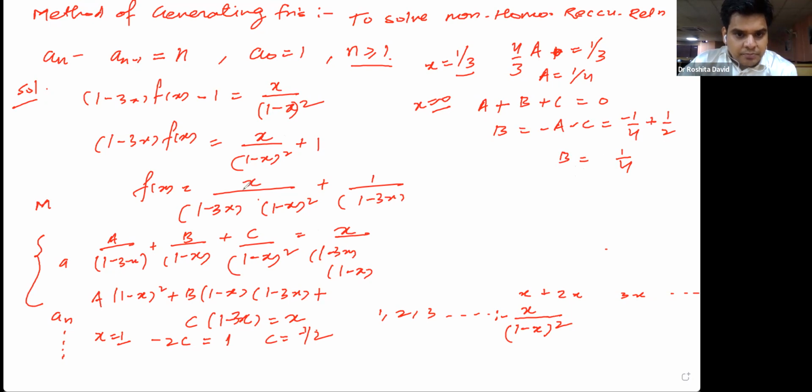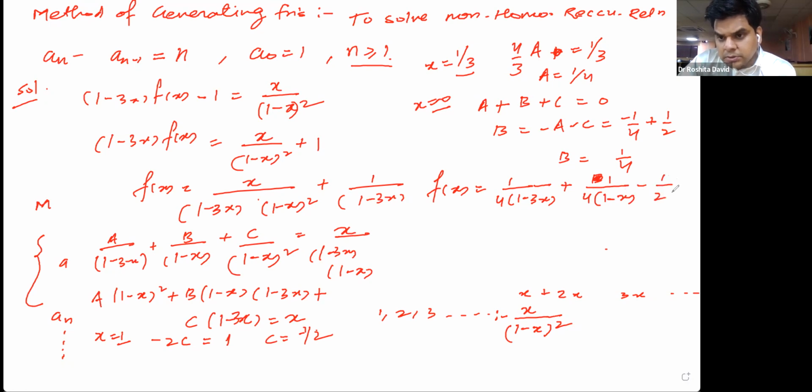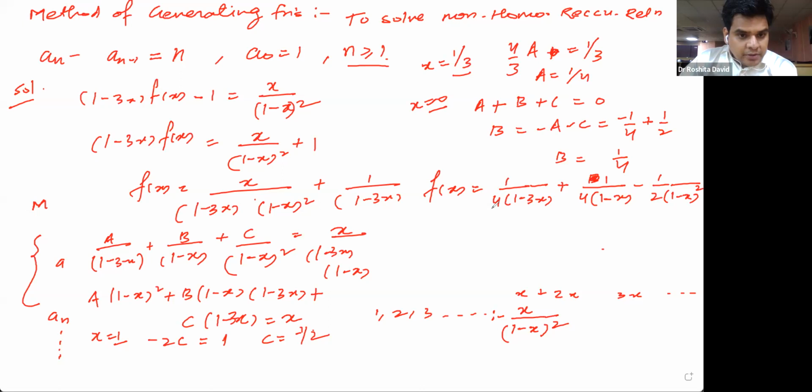So the partial fraction of this will be: f(x) is equal to a upon, meaning 1 by 4 upon (1 minus 3x), plus b upon, b is also 1 by 4, (1 minus x), and c is minus 1 by 2, upon (1 minus x) square. Okay, so this is your f(x).